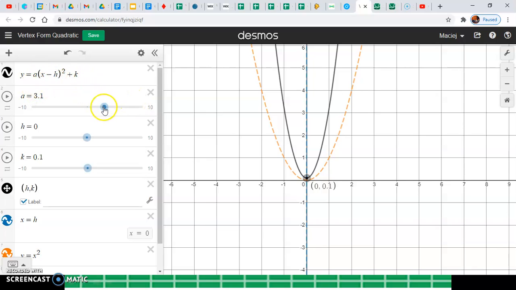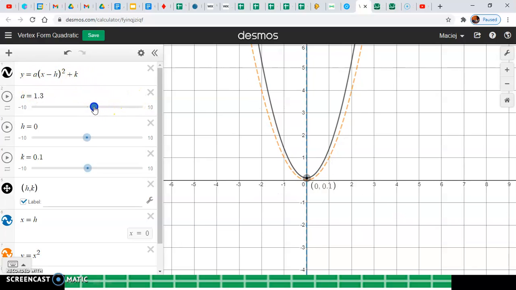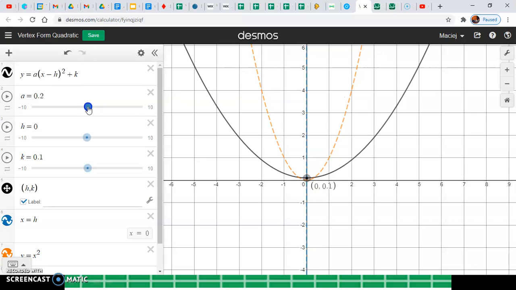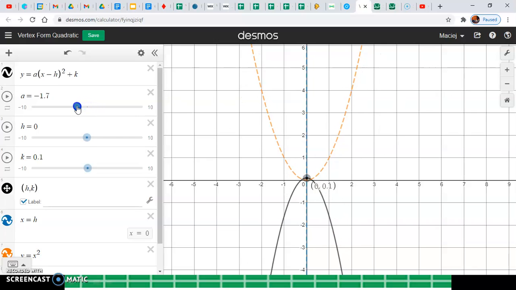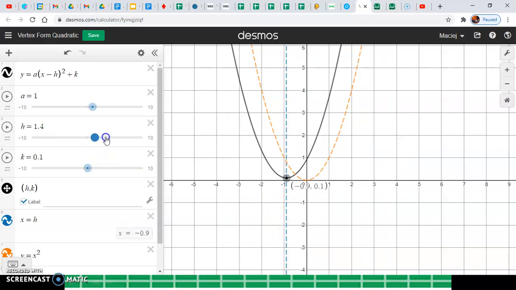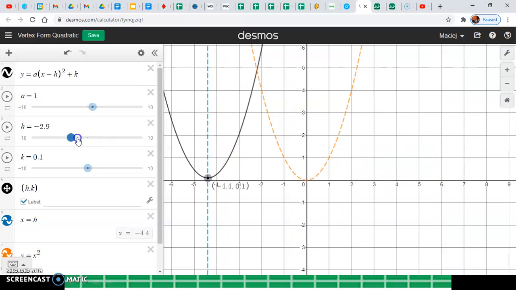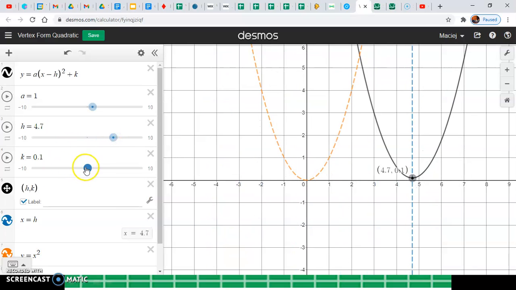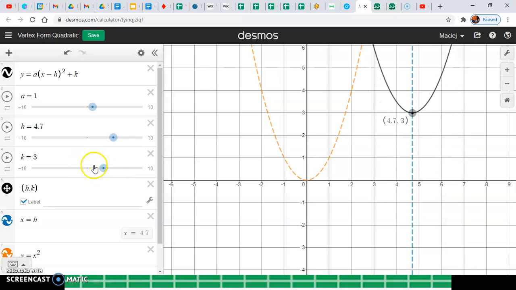vertex form. Let's recap. The A value makes it wider when it's a decimal, or when it's negative, concave down, or when A is 1, it's the same as your normal parent parabola, which is x squared. We know the h and k are the vertex, so if I move h, it moves the x value, or the axis of symmetry. And if I move the k value, it's going to move it up and down, because that's the y value of the vertex. So remember, hk is the vertex, and h specifically axis of symmetry.